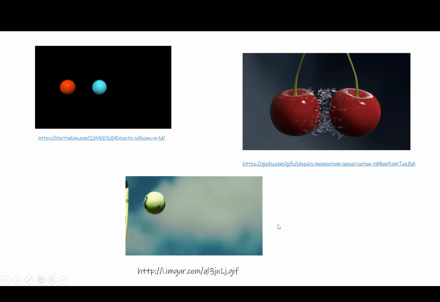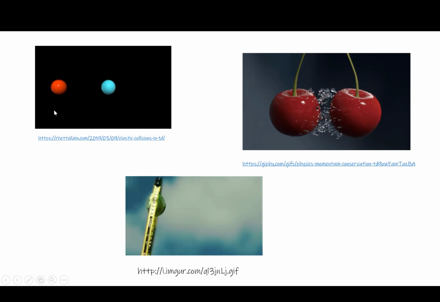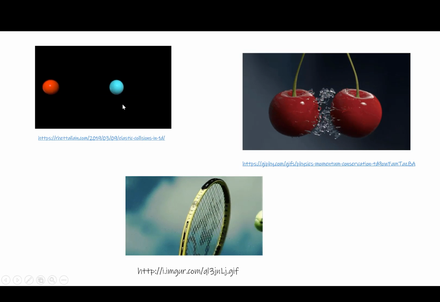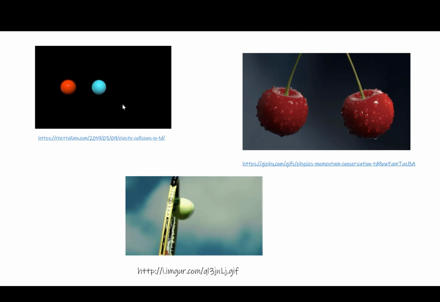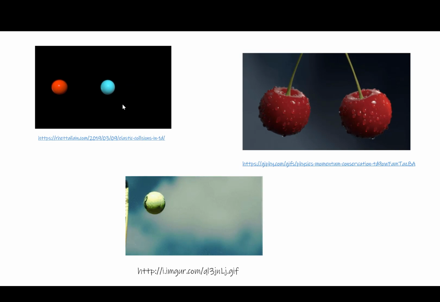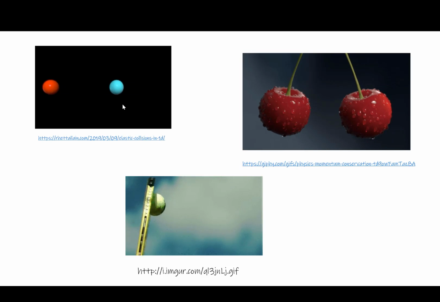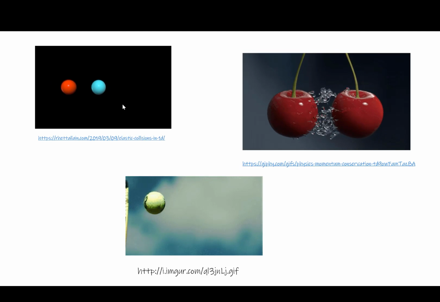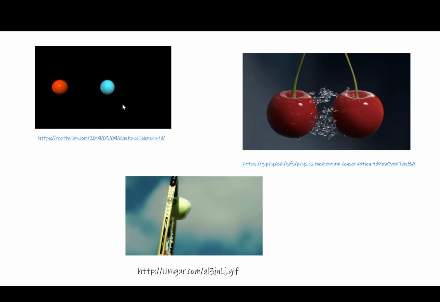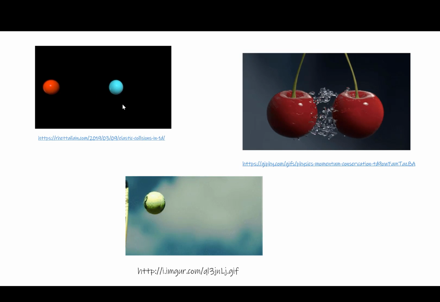So I've got my GIFs here. Up in here, this is an elastic collision. I'm not getting any deformation here, and it's just going to go off, and we know how that ball's going to react. I do like the cherries here because it shows you that I have conservation of momentum. And you can see the water droplets and how those apply. That's pretty cool. But let's look at the tennis racket and the tennis ball at the bottom. The tennis racket comes in, and I get really good deformation of that tennis ball.